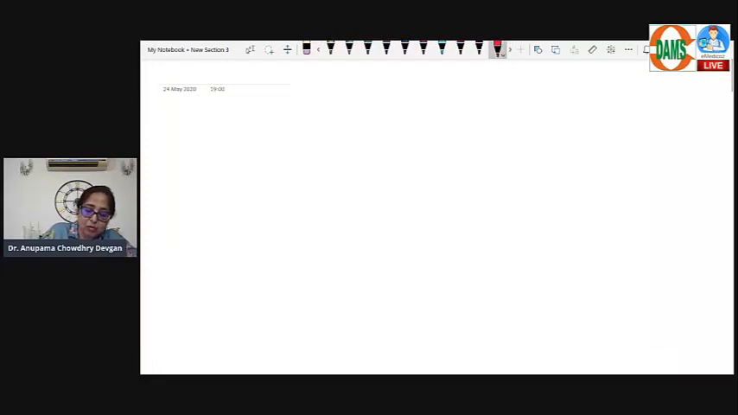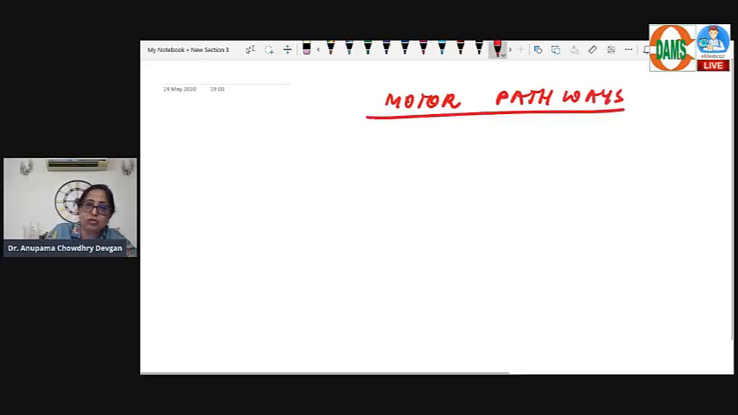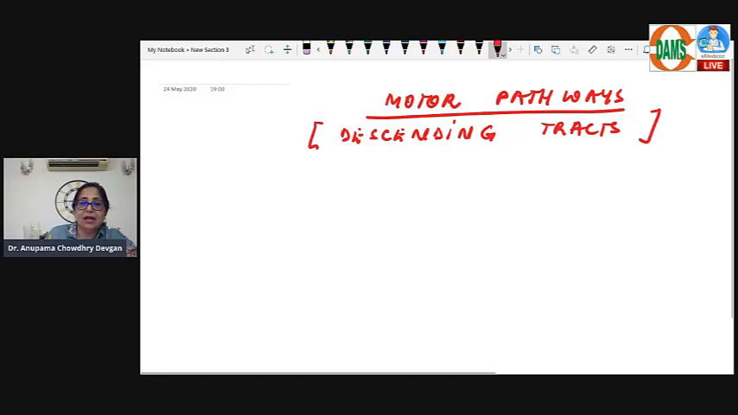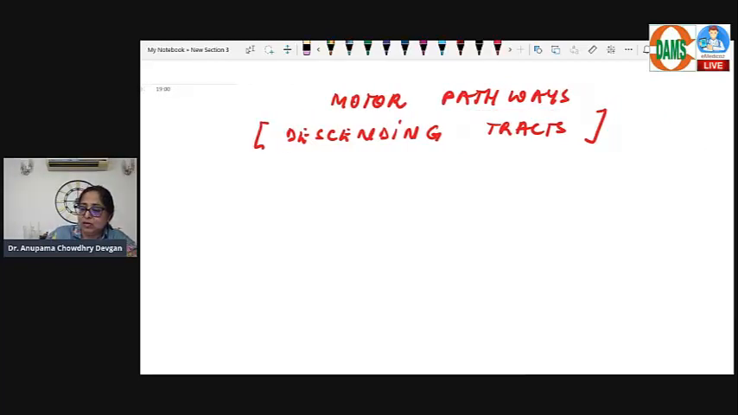Now, which are the motor pathways? Motor pathways are the descending motor pathways. These are also known as the descending tracts, right? If you look at the motor pathways or the descending tracts, these are divided into two major divisions.